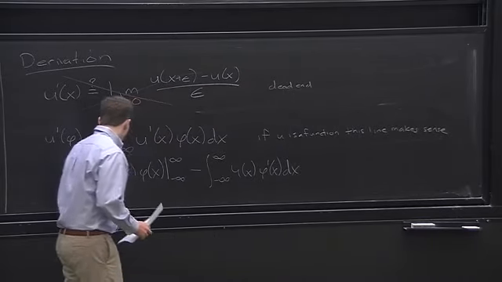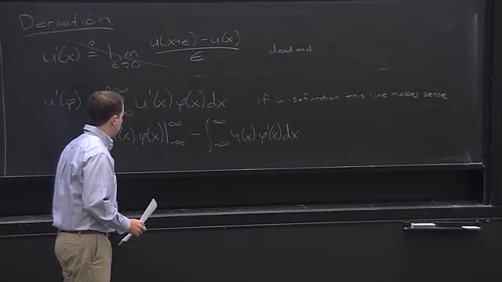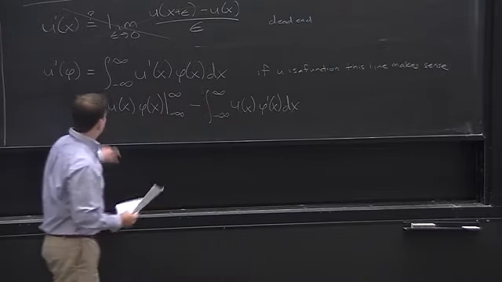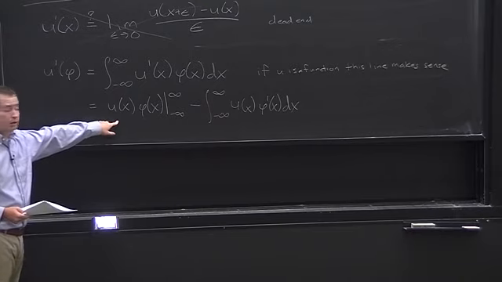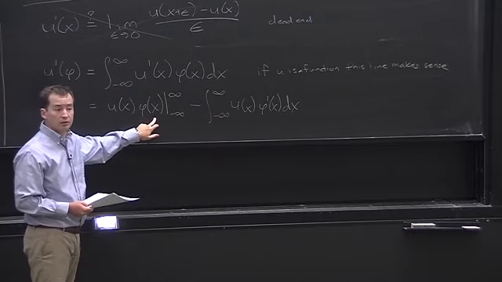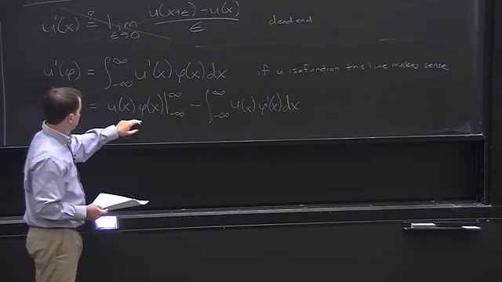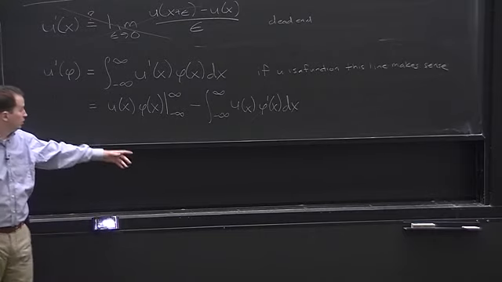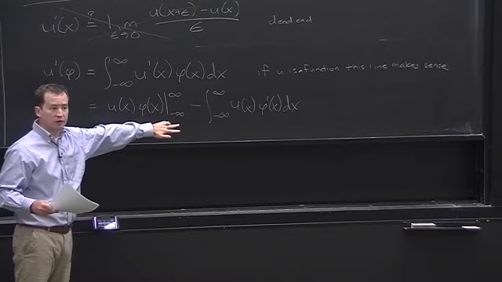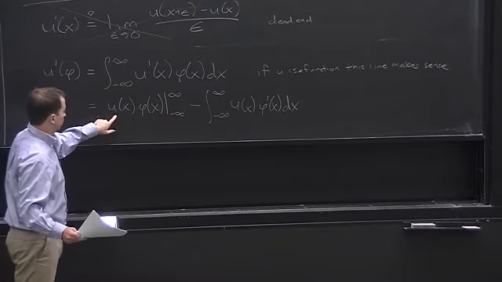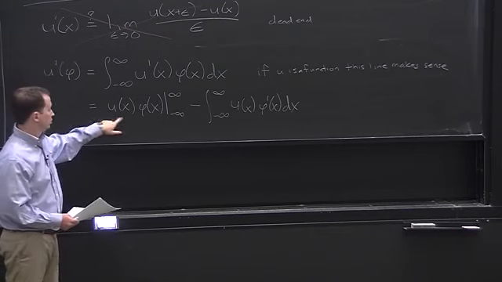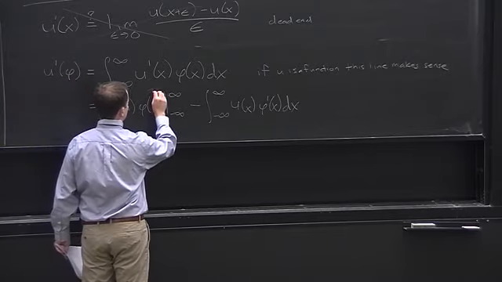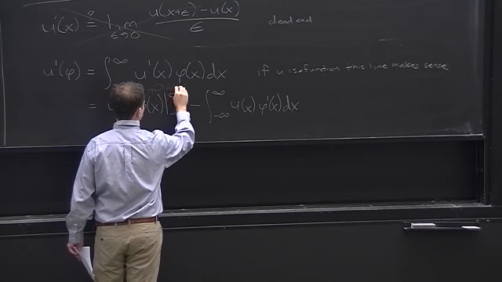And so this first term we can simplify since our test functions have compact support. So phi vanishes identically outside of some finite region. So it's 0 at plus and minus infinity, and it's identically 0 in that region, so it goes to 0 faster than whatever u does. So this term goes away. Compact support.